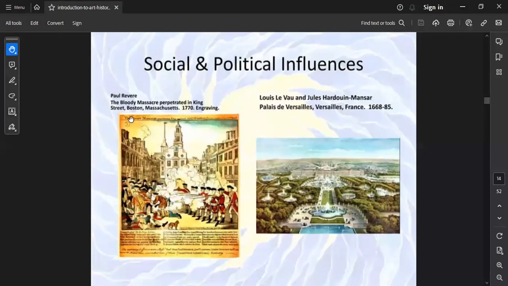This is done by Paul Revere, which shows some kind of social tension going on. This is one landscape done by Le Nôtre, and it is the famous French gardening.